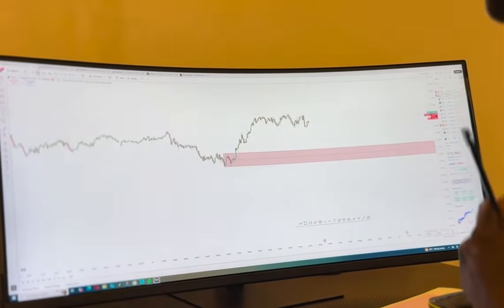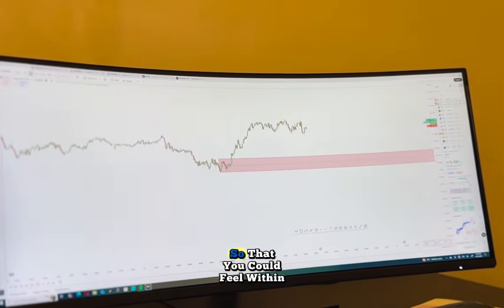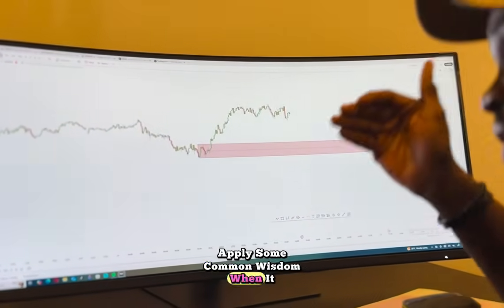Don't give up, you're a trader. Stand your ground. I don't know if you get me. So that you apply some kind of wisdom when it comes to the chart.